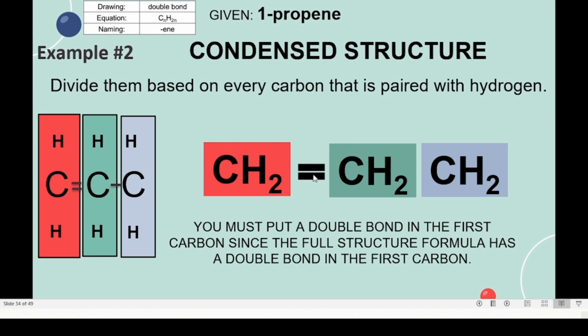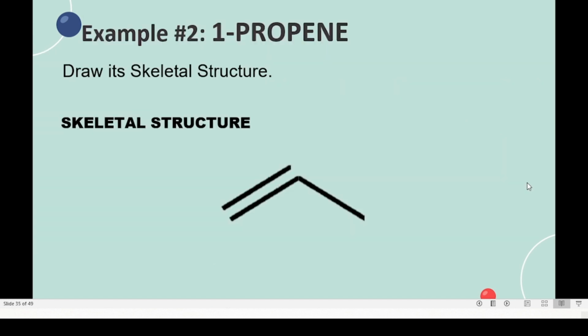Then we must use a double bond here. The second carbon contains 2 hydrogens, so CH2, and it is only a single bond, therefore there is no need to put a single bond here. Okay? So CH2, and then one carbon, two hydrogens. One carbon, two hydrogens. So this is the condensed structure of 1-propene. Okay, gets? Now, let's proceed to the skeletal structure.